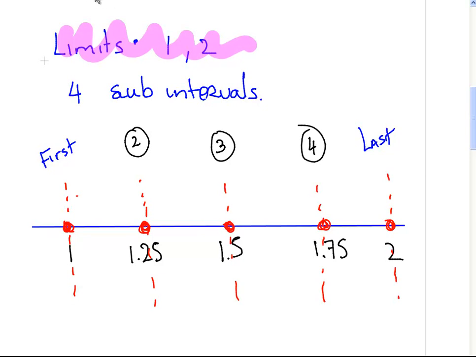Now 2 and 4 are even numbers, so these are even, and necessarily this is an odd. So we have the first, these even values, the odd value, this even point, the odd points, and the last point. We're going to evaluate the function at each of those points, and just remember how they classify: first, even, odd, or last. Anyway, that's just a side matter. We'll come back to that shortly.